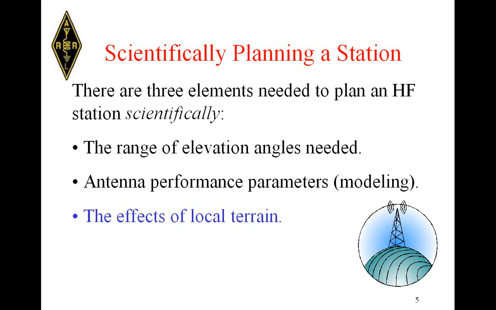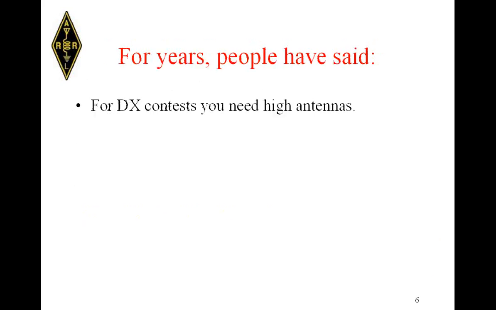And when you put that same antenna over an actual local terrain that's got bumps and curves and perhaps mountains in the way, you'll find that the performance will change very drastically. So again, you need to know the elevation angles, you need to know the kind of antenna that you're working with, and you need to know the effects of local terrain, if you want to scientifically plan a station.